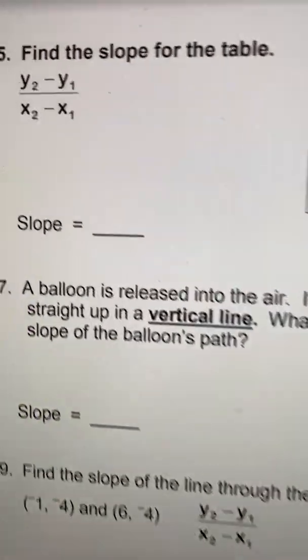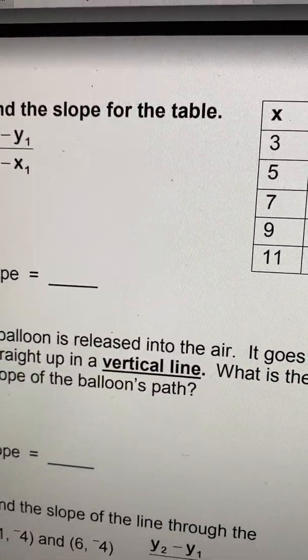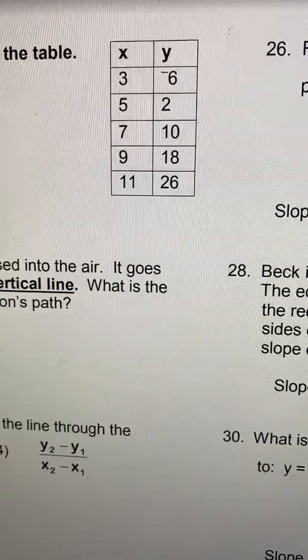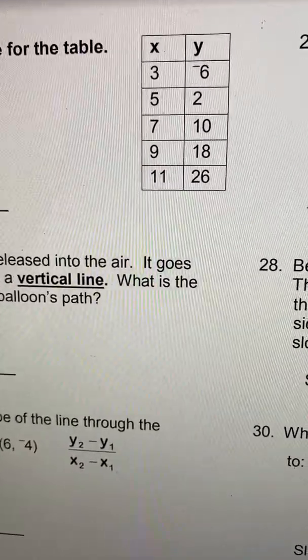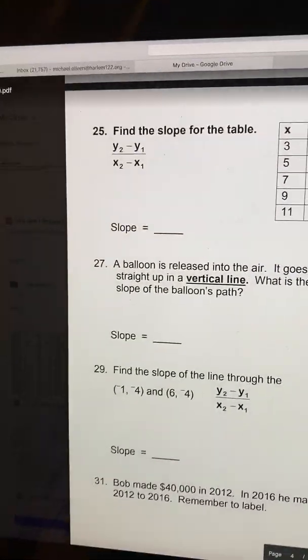Now it's time for page 4. Find the slope for this table. It gives you a bunch of ordered pairs. That's all this T-bar graph is: (3, -6), (5, 2), (7, 10), (9, 18), and (11, 26).